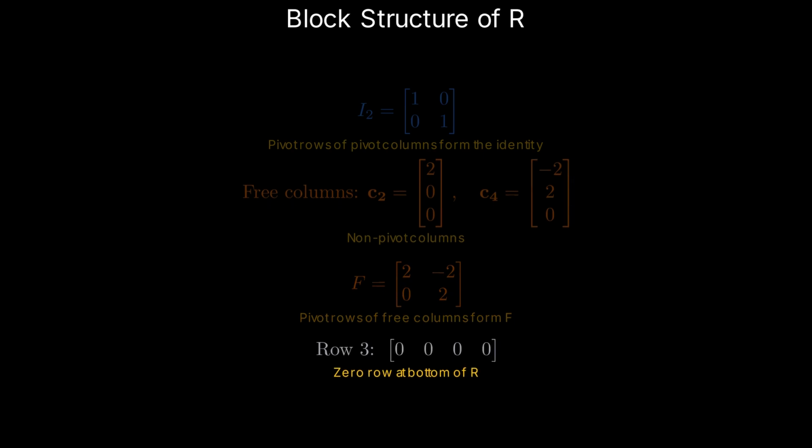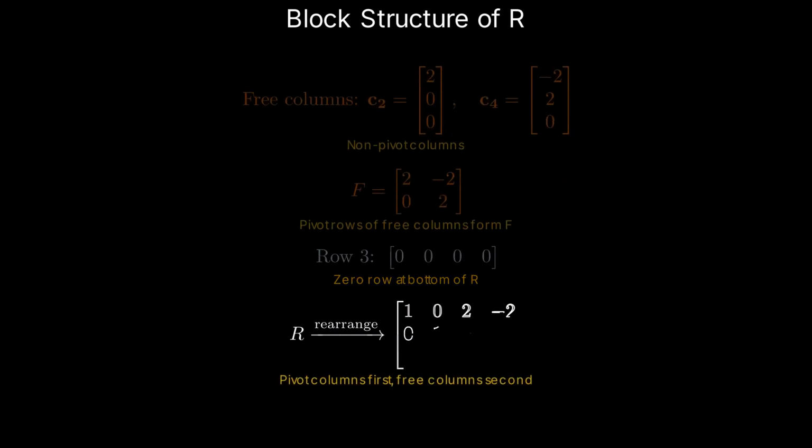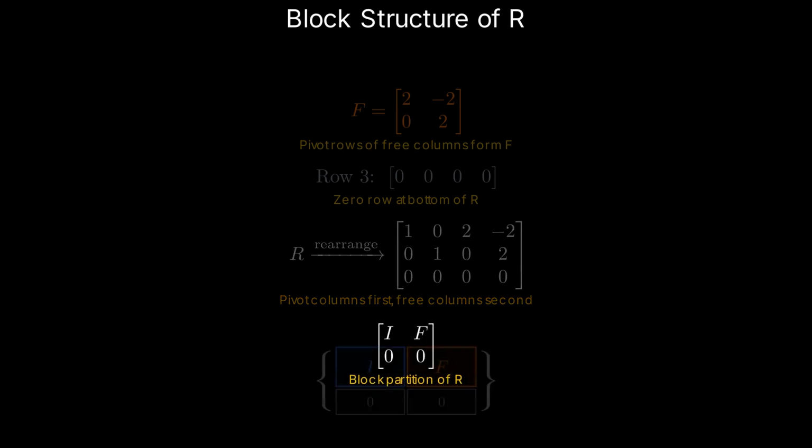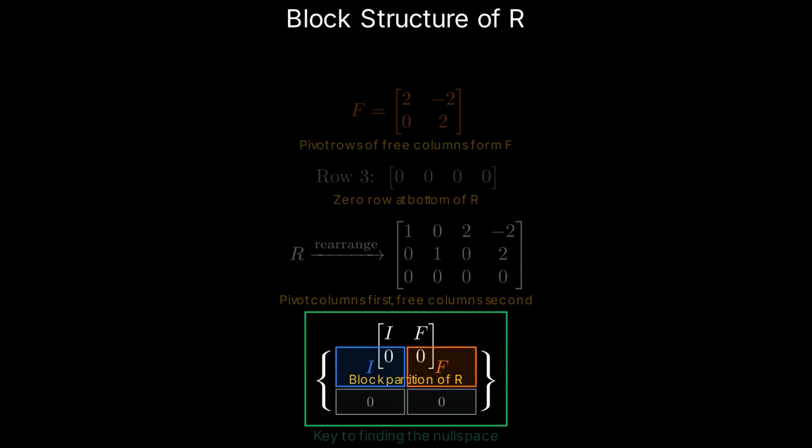If we mentally rearrange the columns to put the pivot columns first and the free columns second, R would look like a block matrix, I and F on top, and zeros on the bottom. A block matrix means a matrix partitioned into smaller submatrices. This block view is the key to everything that follows.